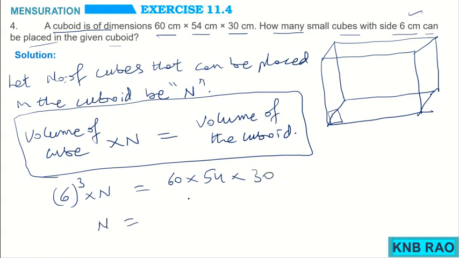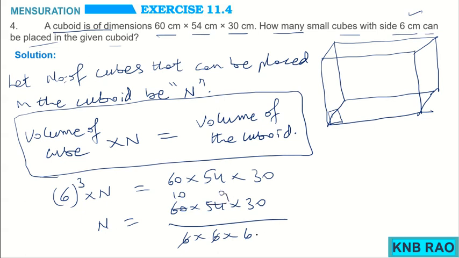So capital N equals 60 into 54 into 30 upon 6 cube, that is 6 into 6 into 6. So this 6 tens, this 6 nines, this 6 fives. So 5 nines 45, 45 tens are 450 such cubes are placed inside this cuboid. That much we can simply calculate. You should know which concept it is and rightly tap the concept. Okay. Moving on to question number 5.